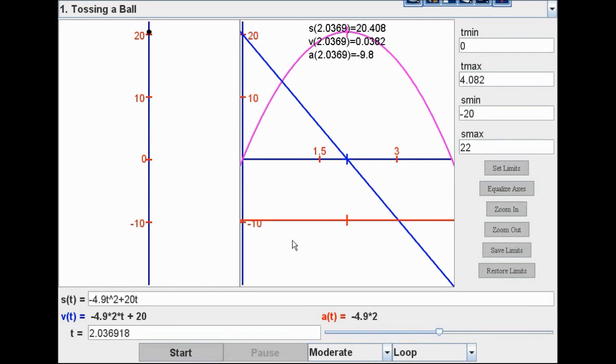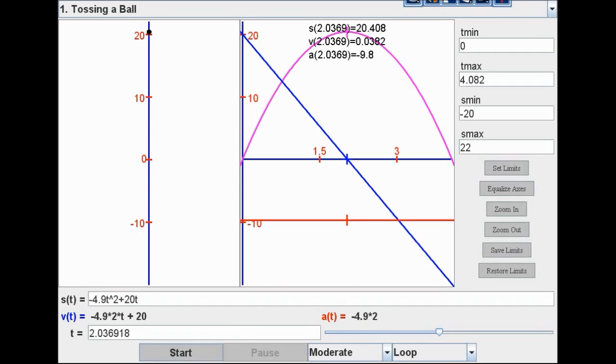Then we go down to our acceleration, and you see, well, the acceleration is always along this red line, which is a horizontal line. Now, we would refer to that as a constant function, meaning the acceleration is always the same. And if we understand anything about physics, we know that the acceleration on Earth due to gravity is constant. It's always the same.